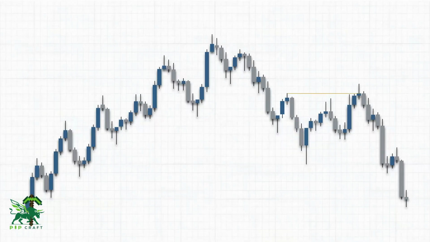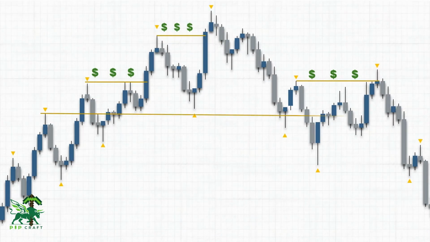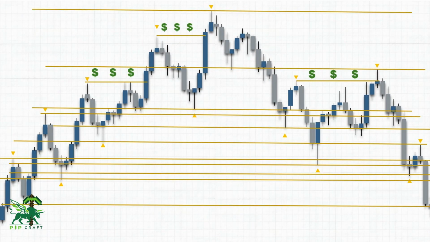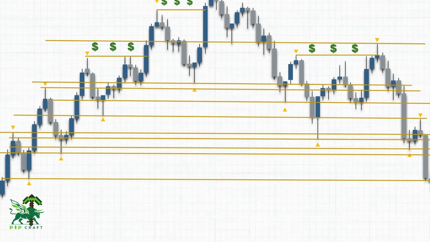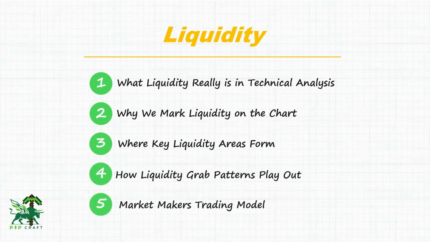But here's the problem. Not every liquidity zone is worth marking. If you mark them all, your chart just turns into a mess. And instead of clarity, you get confusion. So in this video, I'll show you exactly which zones to mark the right way so your chart stays clean and your win rate goes up. And along the way, you'll finally understand what liquidity really is and how it works.